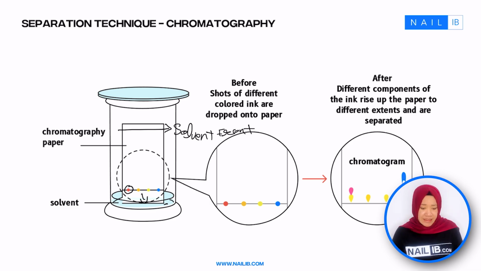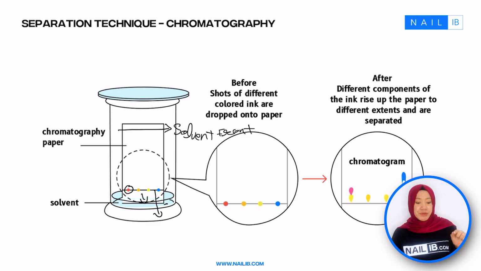And the line here should be drawn using a pencil, because if you use ink, it will disturb the experiment. Ink could also be a mixture, and you can't differentiate whether it's the sample or the ink.